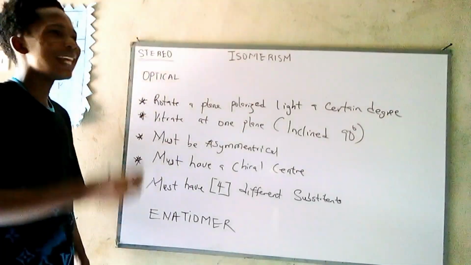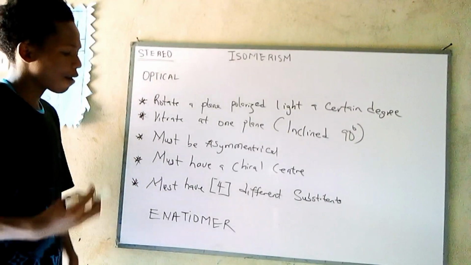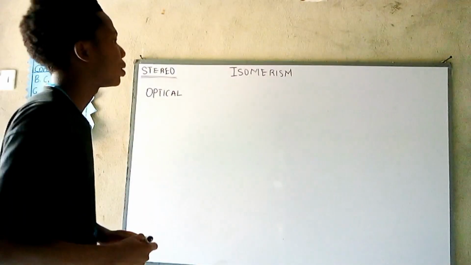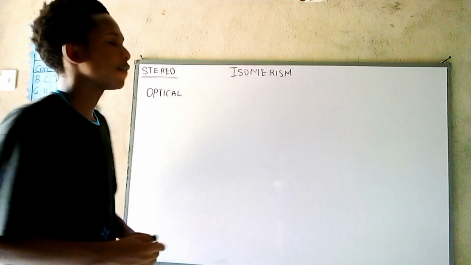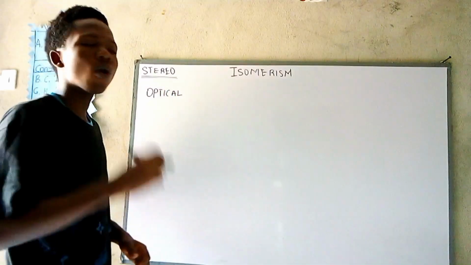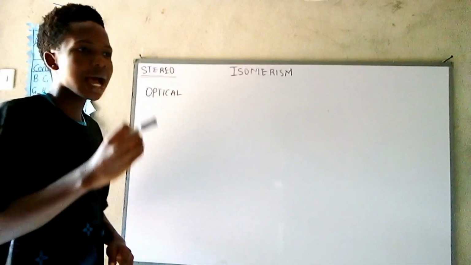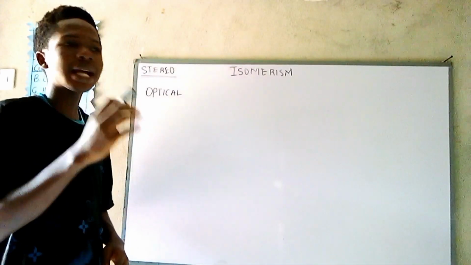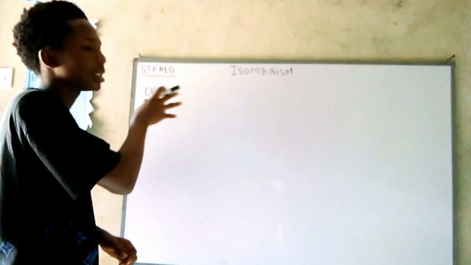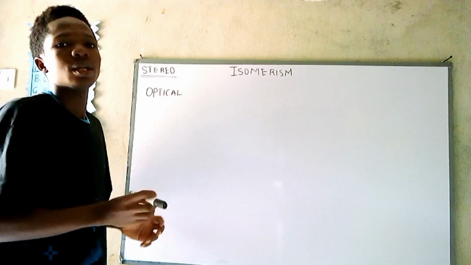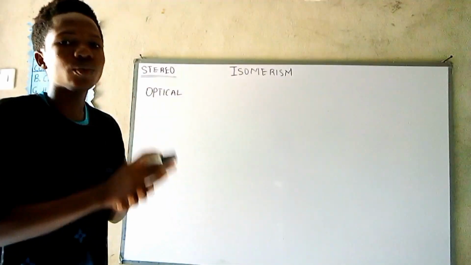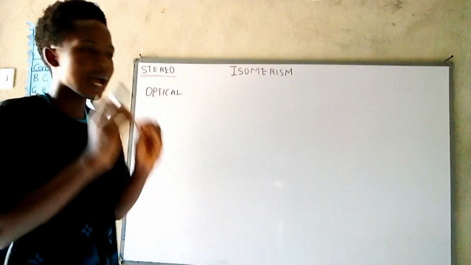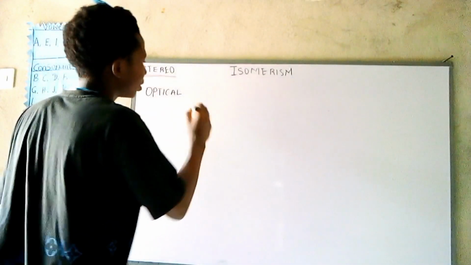Now let's move over to examples of organic compounds which can perform optical isomerism. The examples of optically active organic compounds: all amino acids are optically active except glycine. Glycine is the only amino acid which is not optically active, but the rest of the amino acids are optically active. Note that. Now let's draw the structure.